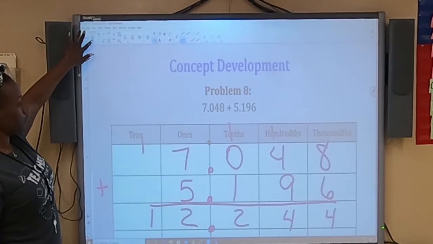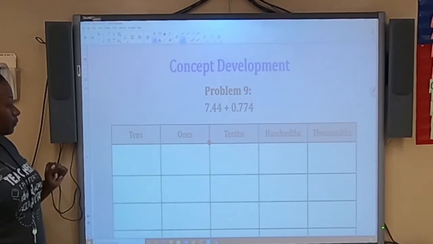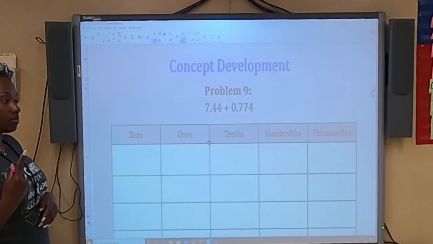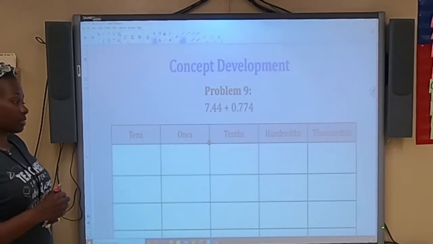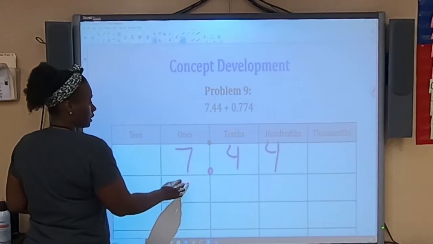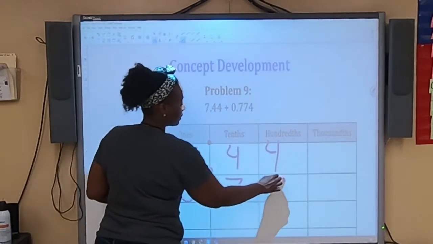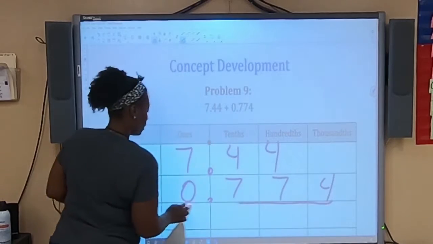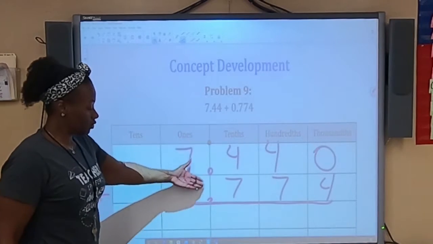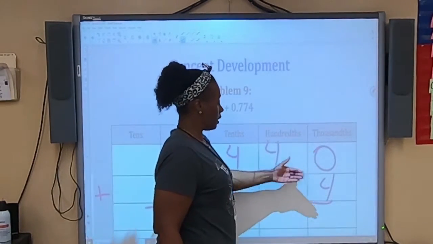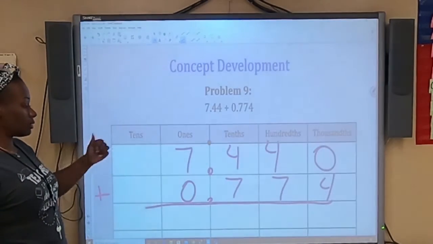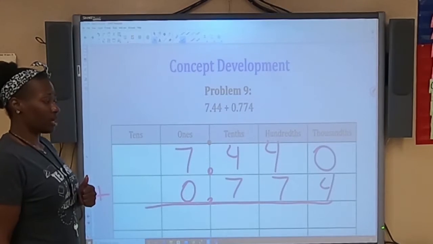Okay. Once again, key concepts. Line up your decimals. Add like units. 7, decimal, 4, 4. 0, decimal, 7, 7, 4. I can put a placeholder to make them look even. My decimals are lined up. I have all of my units together. Tenths plus tenths, hundredths plus hundredths, thousandths plus thousandths, ones plus ones. Now I'm ready to add.